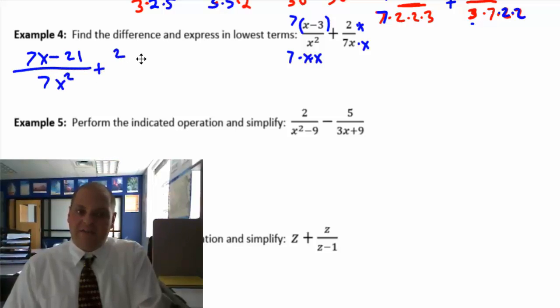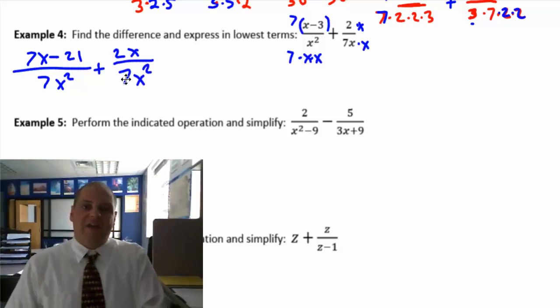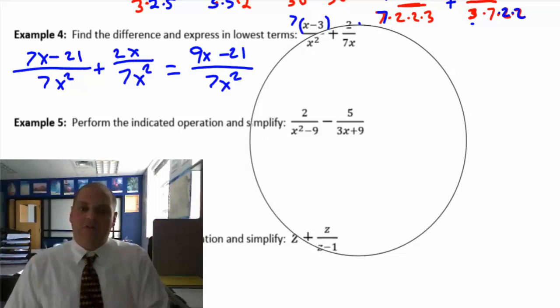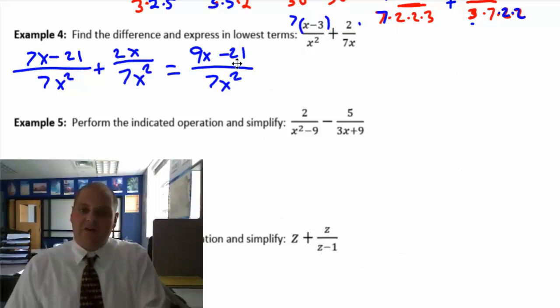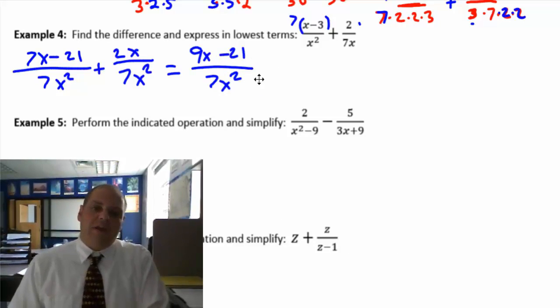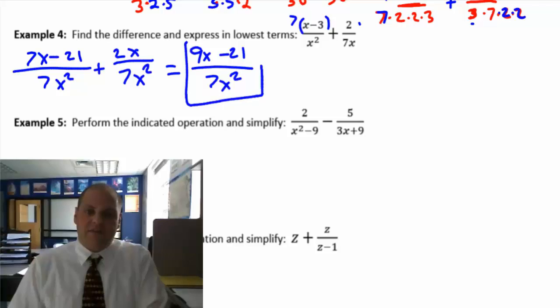Plus 2x. I needed that additional x there. Over 7x squared. I have common denominators. I am ready to combine. 7x plus 2x is 9x. And then just minus 21 over 7x squared. And then, of course, we got to make sure that we reduce. So can I factor here? I could take out a 3, but if I take out a 3, nothing's going to reduce. So that's pretty much as simple as it can get. And of course, x cannot be 0. x cannot be 0.